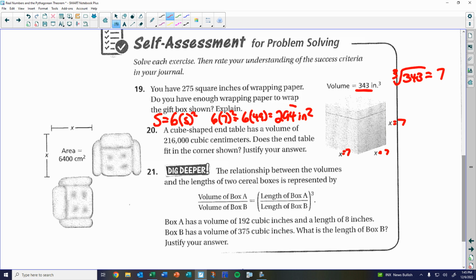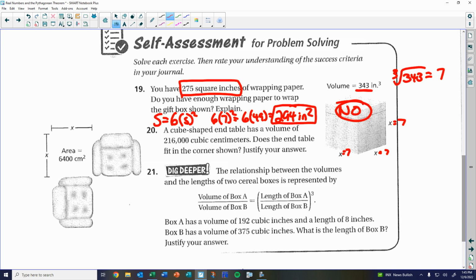So the surface area of this box is 294 square inches. You only have 275 square inches of wrapping paper. So you are short 19 inches. So no, you do not have enough wrapping paper to wrap this box. You are going to have to patch it.